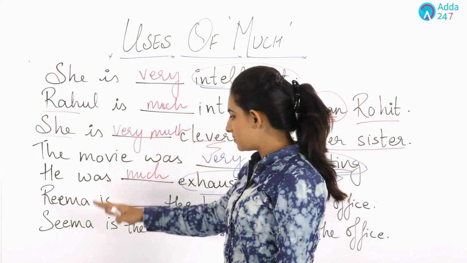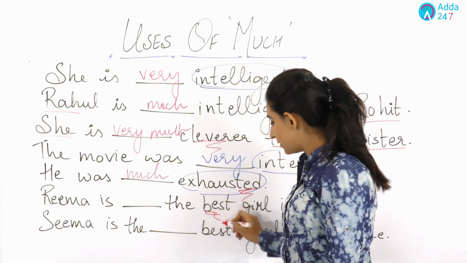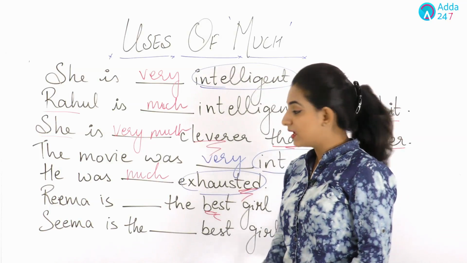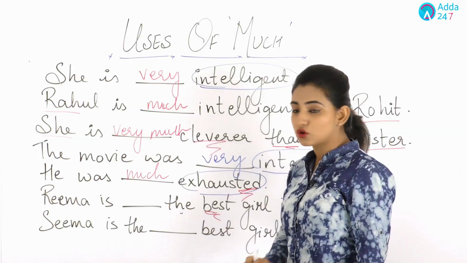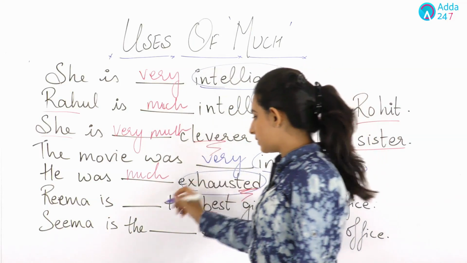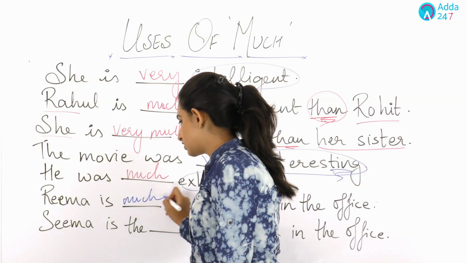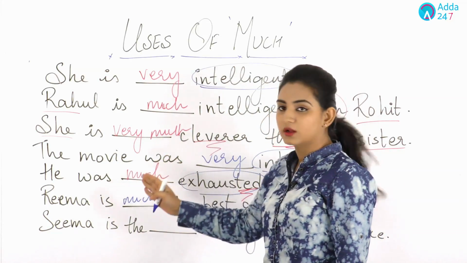Next sentence says Reema is dash the best girl in the office. Now we have a superlative degree given over here. Now we know that we place the before a superlative degree, but we also know when we have to place very or much with a superlative degree, we will place what? We will place much here. Why? Because I told you if we have to place much, we will place it before the.